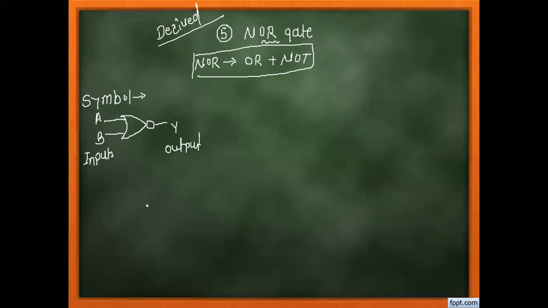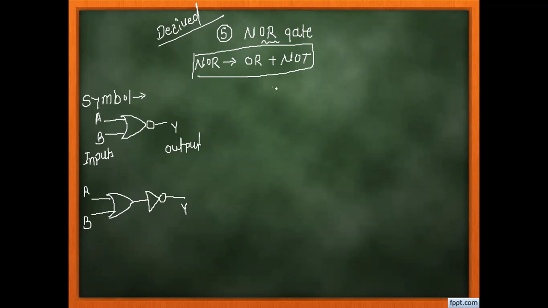In a simple way, if I want to explain the NOR gate, if the output of the OR gate is connected to the NOT gate, then this circuit diagram will act as a NOR gate. These are the two inputs A and B, and this is the output. Now see what is the function of a NOR gate.